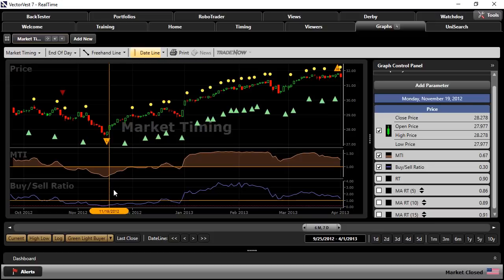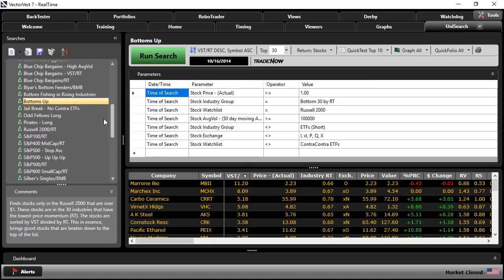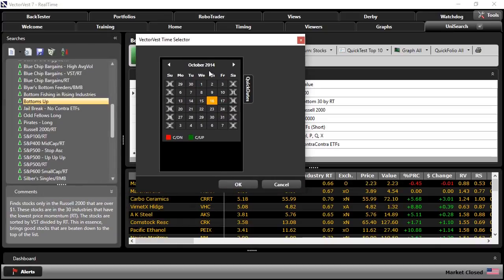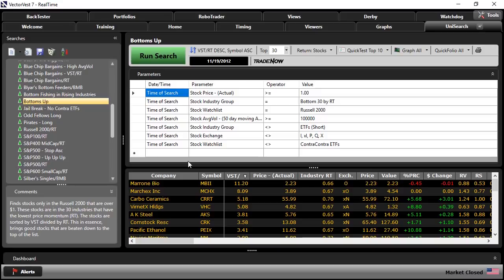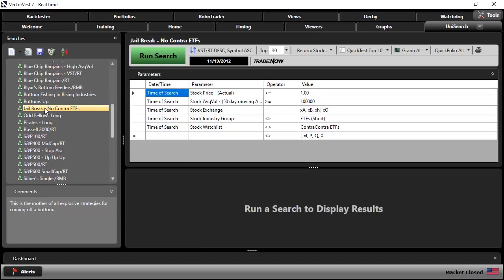Let's go and run another bottom fishing search on the explosive day of 11/19. We'll go to the unit search tool. We'll go back to 11/19 of 2012. Man, this is good stuff. There's my explosive day, 11/19. This time, let's run jailbreak. All right, we'll run jailbreak no contras.